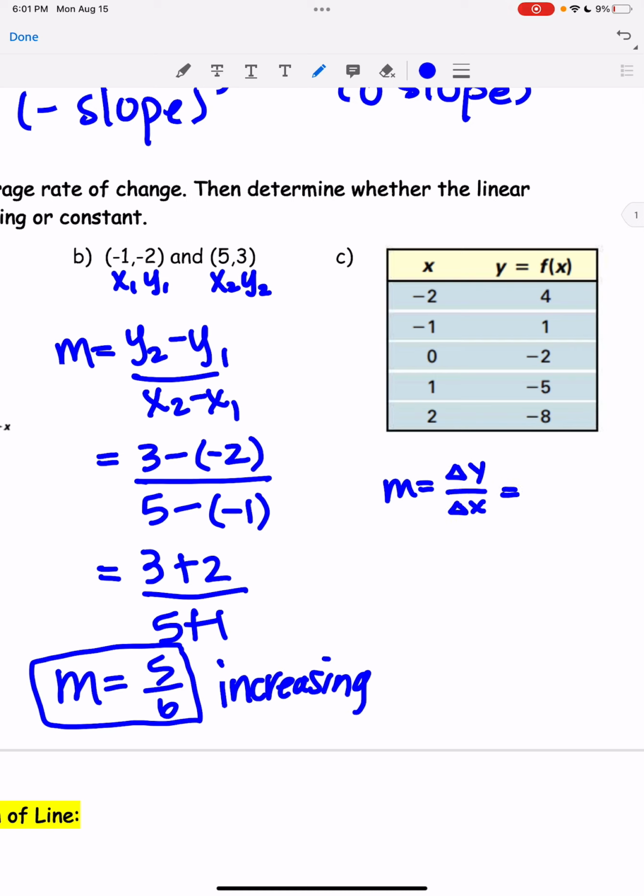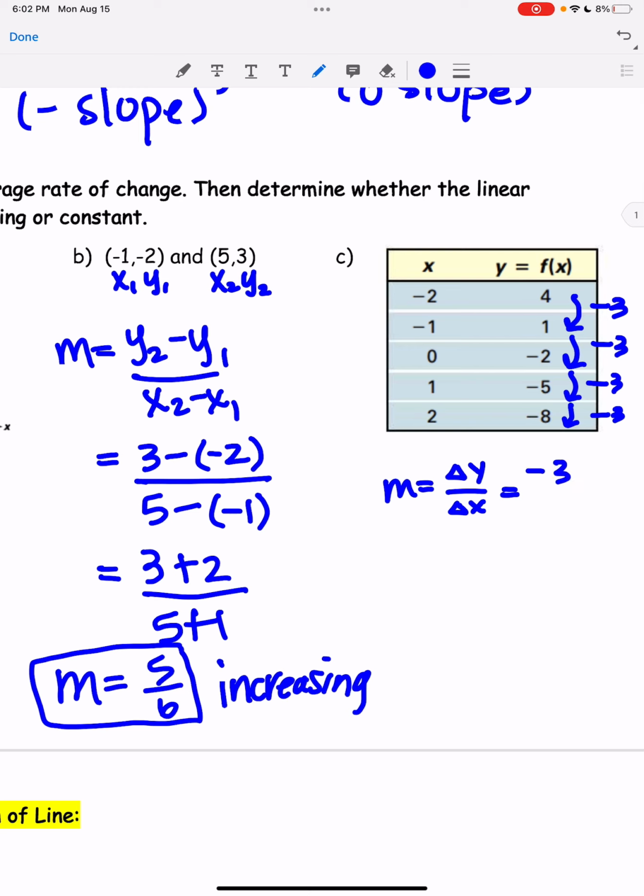That just means the change in. So when I'm looking at my y values, how are they changing? Well, from 4 to 1, we subtract 3. And so before I write my delta y as a minus 3, you kind of want to check to make sure that this is jumping at the same rate. So from 1 to negative 2, that's a minus 3. Negative 2 to negative 5 is another negative 3. And negative 5 to negative 8 is negative 3.